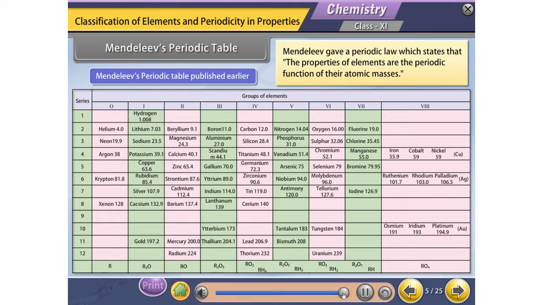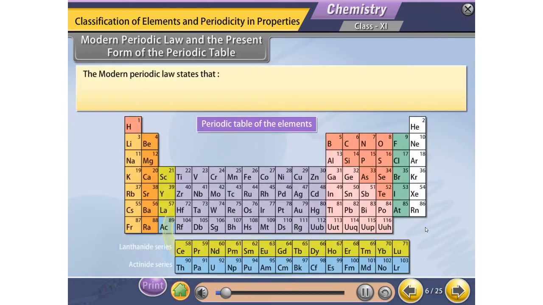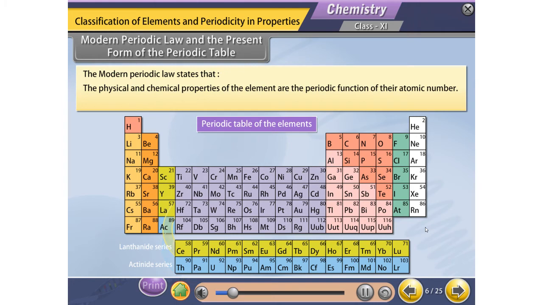Uses of the table. Modern periodic law and the present form of the periodic table. The modern periodic law states that the physical and chemical properties of the elements are the periodic function of their atomic number. The present form of the periodic table is the long form.